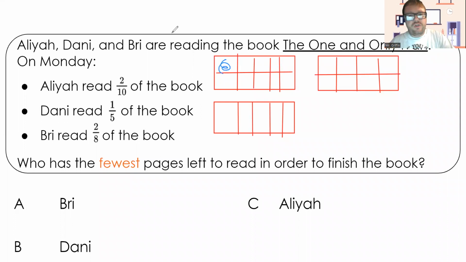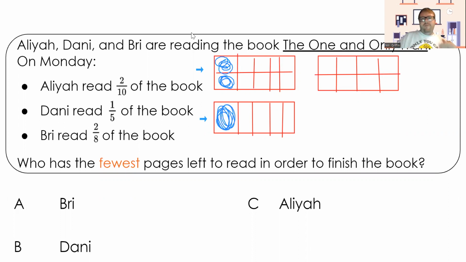So the first one is 2/10. The next one is 1/5. Whoa, look at this. These two fractions are the same size. They look the same size. 2/10 and 1/5 are actually equivalent fractions.